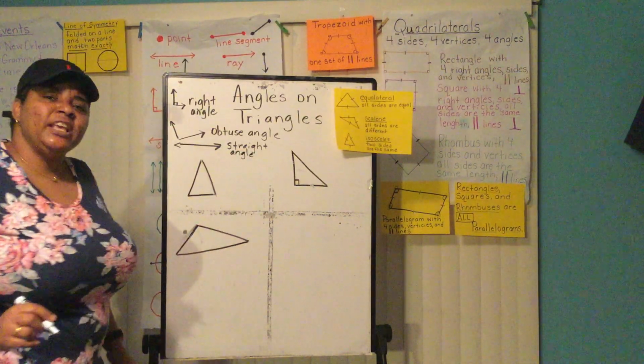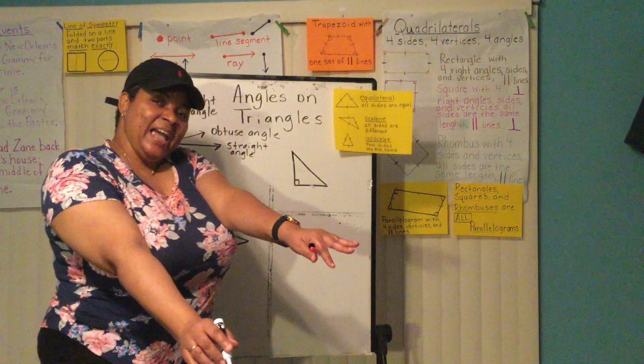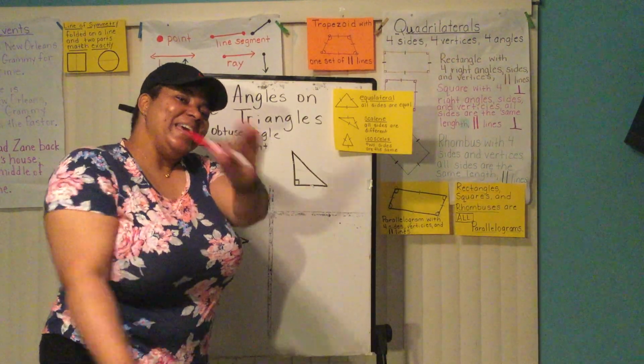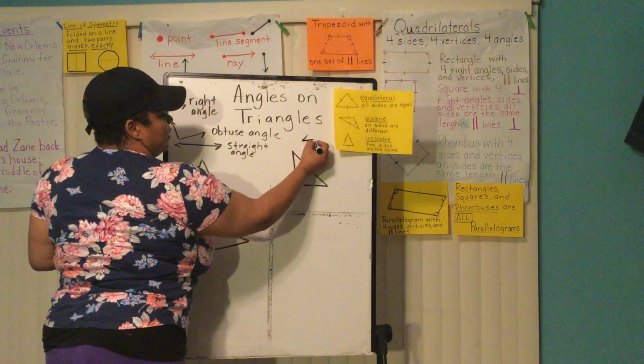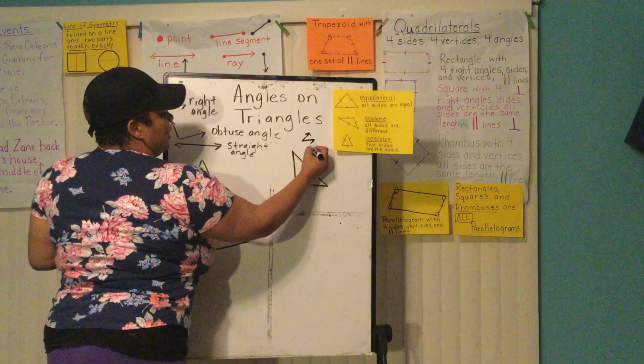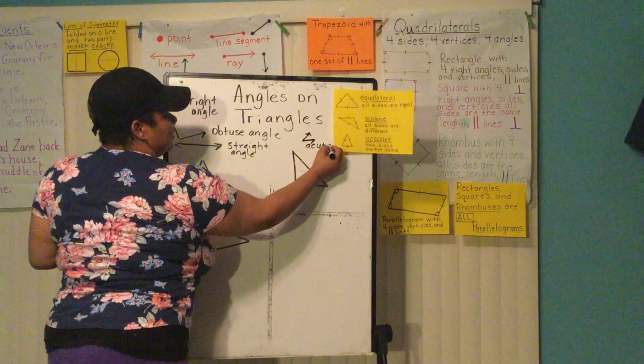What if I don't want to really give you a hug? Cute and tiny, less than 90. So let me draw that. I could have an acute angle.